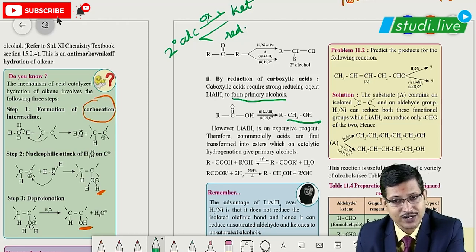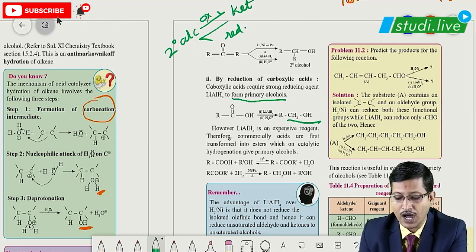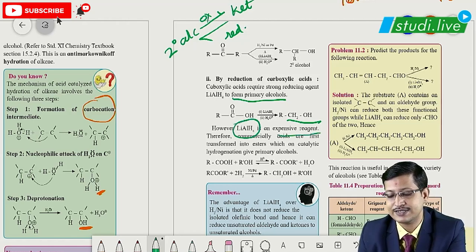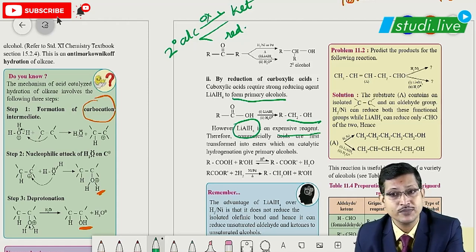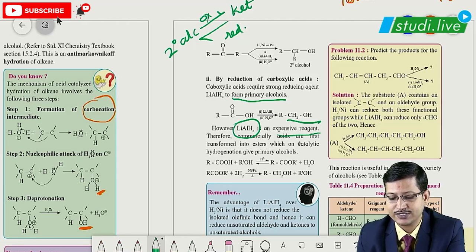Now, is this used regularly? Can it be used? There's a statement coming up. However, LiAlH4 is an expensive reagent, very costly. Therefore, commercial method of preparation is not possible. It cannot be done for commercial methods, but it can be used in the laboratories. So commercially, acids are first transformed into esters, which on catalytic hydrogenation give alcohols. So you have a different way to work out for the cost economy. First, you convert it into ester, and after the ester undergoes hydrogenation, you get the primary alcohols.